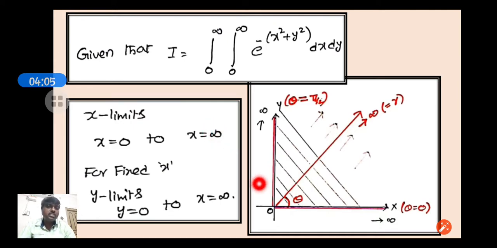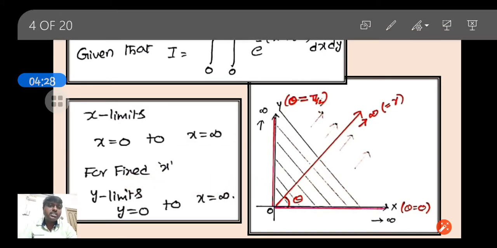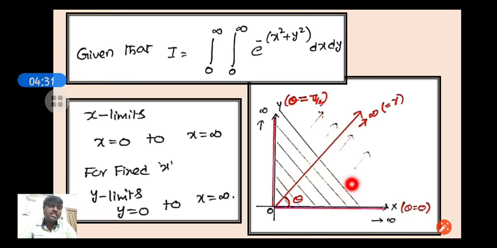The same thing I am representing in the figure here. So x equal to 0 is nothing but the y axis and x is varying from 0 to infinity. So you extend the x axis, your x moving to infinity. For a fixed x, you have to write the y limits. Y is also moving from 0 to infinity. So y equal to 0 is nothing but your x axis, and y is equal to, sorry, by mistake I wrote x here, it is y, y is equal to infinity. So y is moving to infinity, in this direction, you are moving y here.